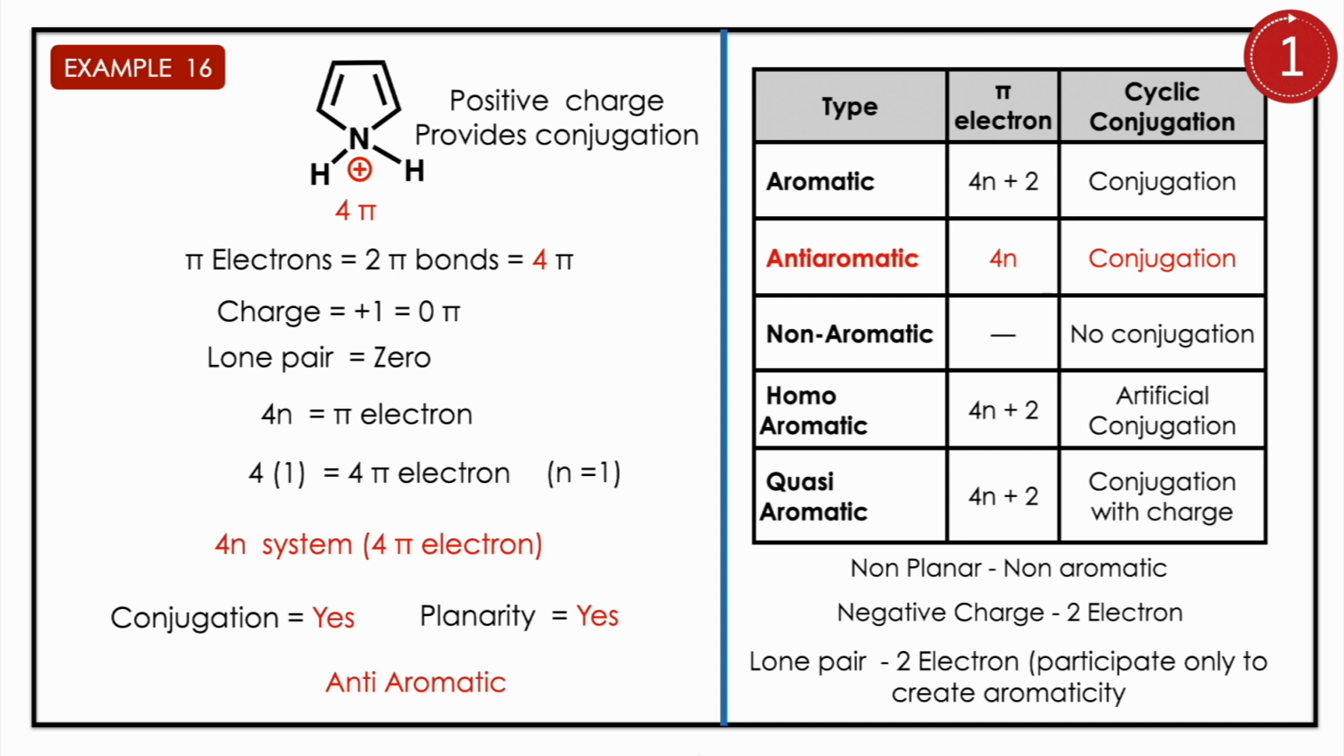We will go by the basics. We start from pi electron counting. Here you have two pi bonds, so totally 4 pi electrons. Charge is +1, it doesn't contribute, so 0 pi electrons. Lone pair is also not there because it is taken by hydrogen, so lone pair is 0. So totally a 4n system where n equals 1. And the system is conjugated. The cation provides the conjugation and planarity is also there. So 4n system, conjugated, planar, means according to the Huckel rule it is an anti-aromatic compound.